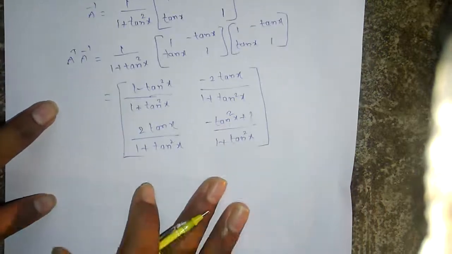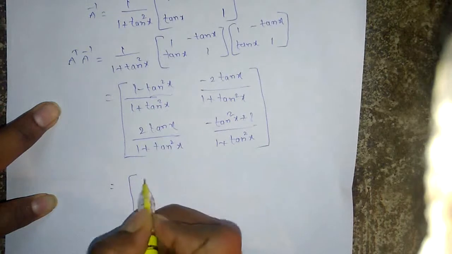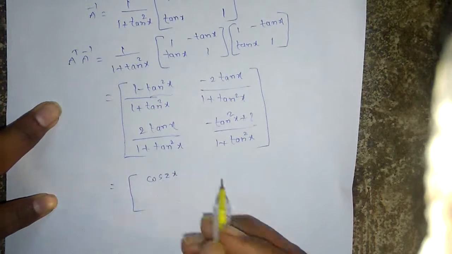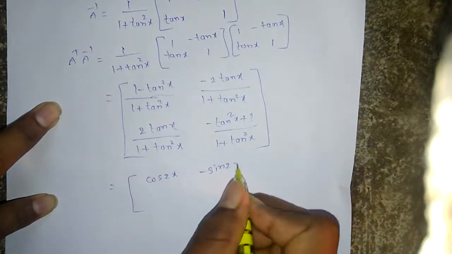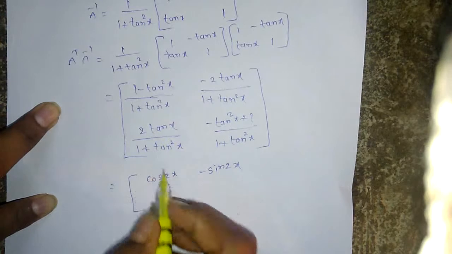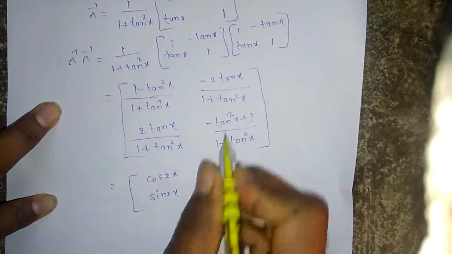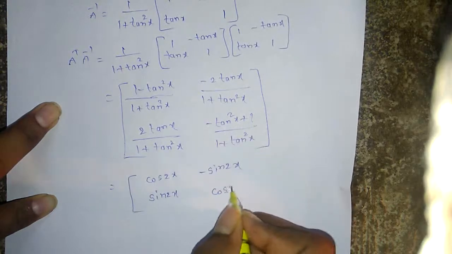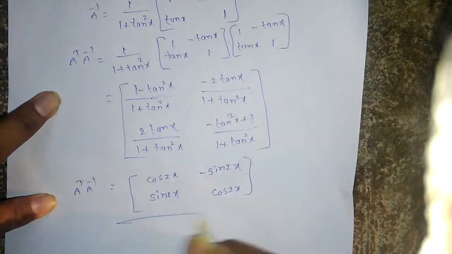So we have trigonometric formulas. 1 minus tan square x by 1 plus tan square x is cos 2x. You will get that in trigonometric submultiple angles. Here minus 2 tan x by 1 plus tan square x is minus sin 2x. This is 2 tan x by 1 plus tan square x, which is sin 2x. And 1 minus tan square x by 1 plus tan square x is again cos 2x. So this is A transpose into A inverse.